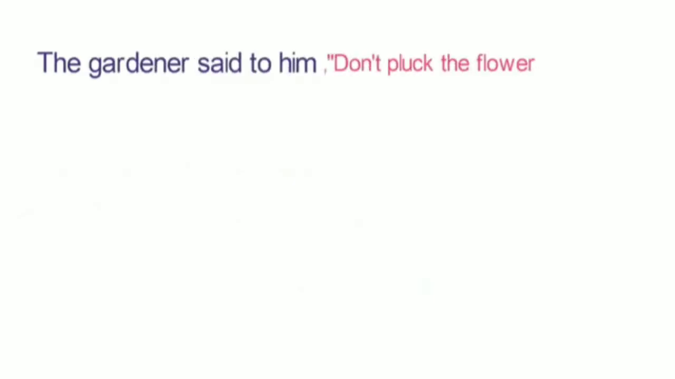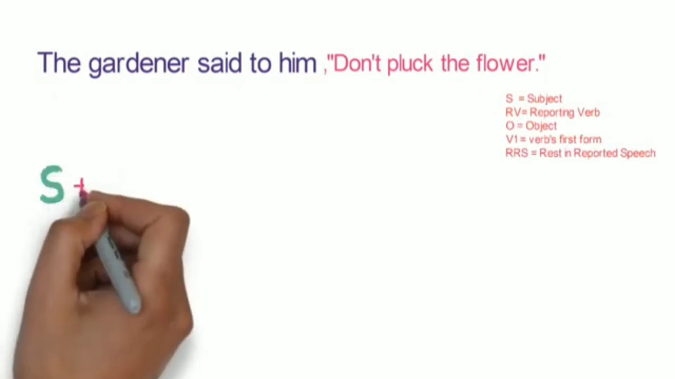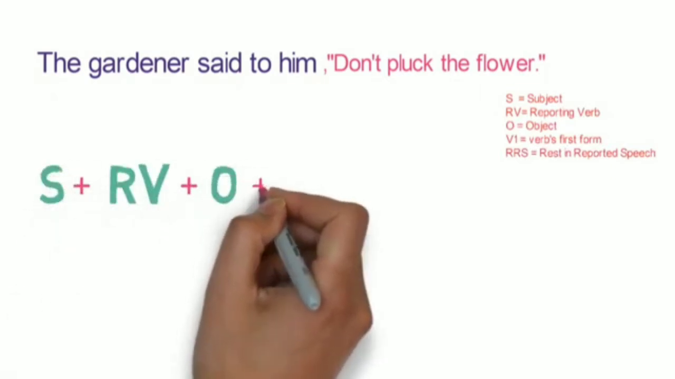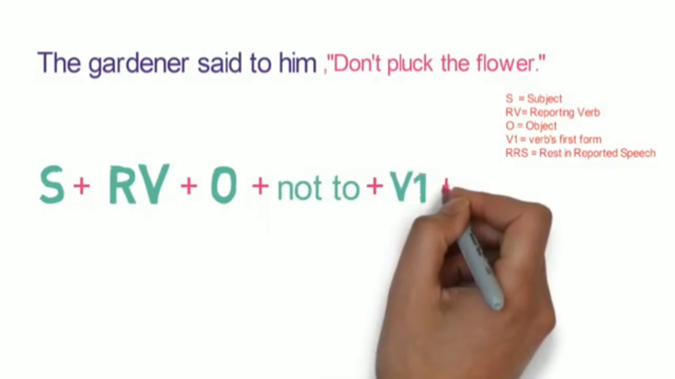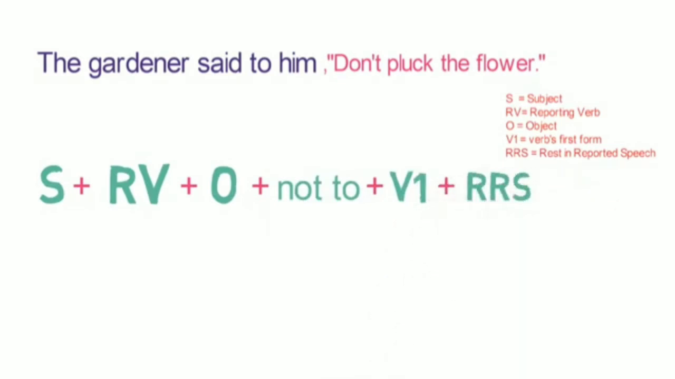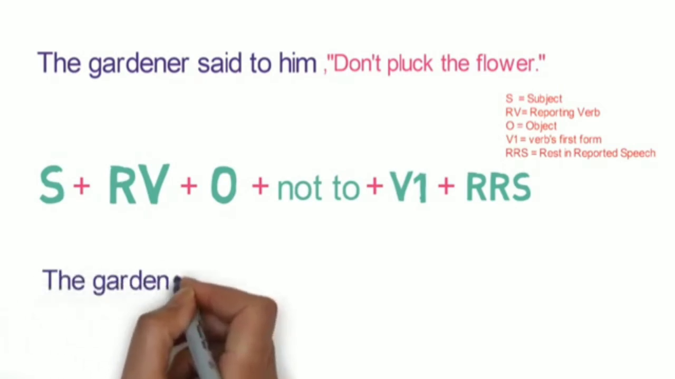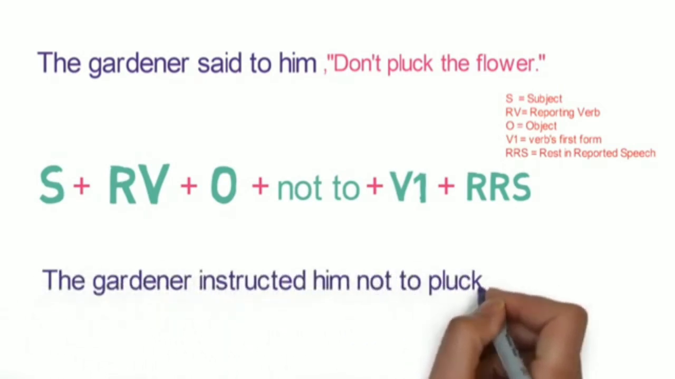Let's look into the next example. The gardener said to him, "Don't pluck the flower." Here, the reported speech is in negative form. So, the structure will be like this. Subject plus reporting verb plus object plus not to plus verb's first form plus remaining part of the reported speech. Following the structure, the result would be, the gardener instructed him not to pluck the flower.